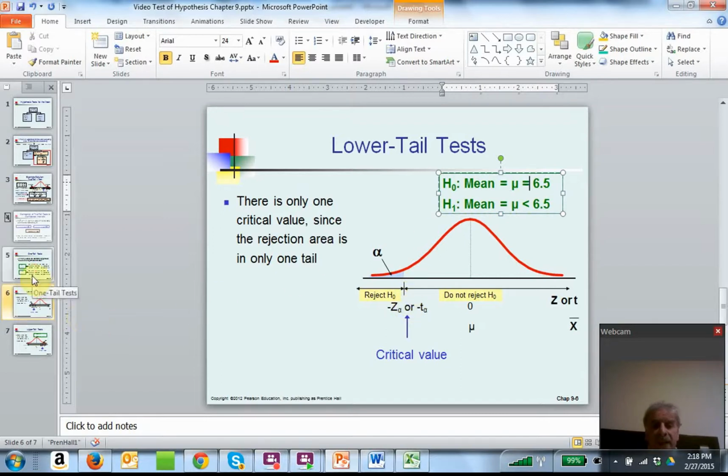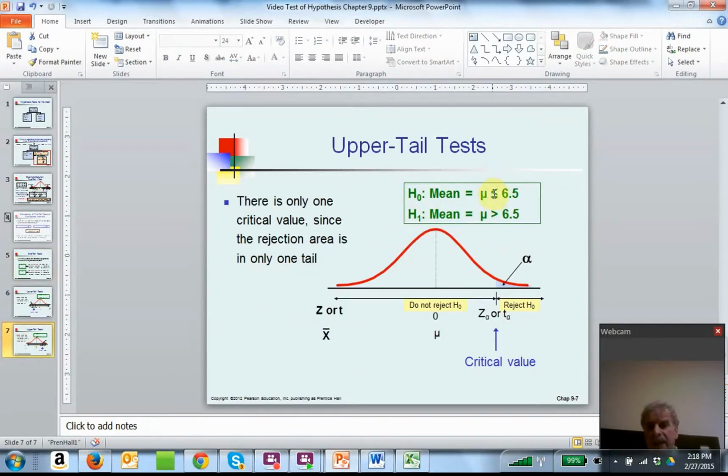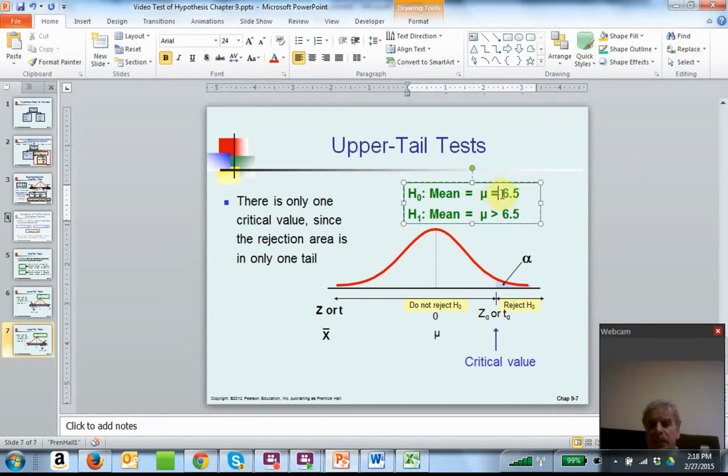On the other hand, if my alternative is more than, like this one, then I'm going to end up going to the right tail. Now, again, I'm going to make these 6.5. So now my rejection region would be to the right. And when I go to the table, Z table or T table doesn't matter. Eventually, my rejection region would be to the right. And if my statistical test value is more than T of table, I would reject.